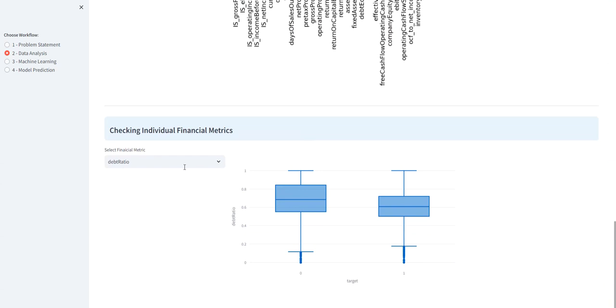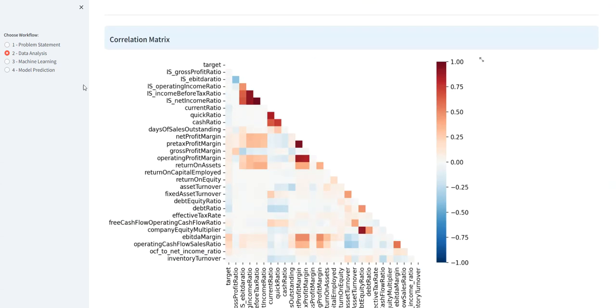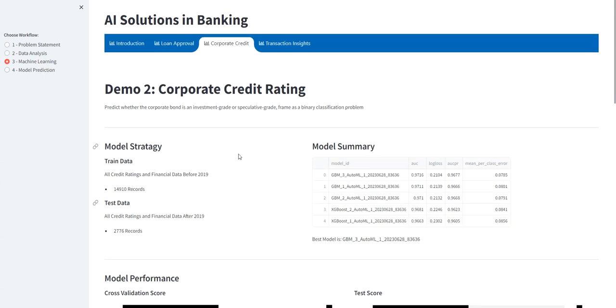You can also see the debt ratio. If you have a lower debt ratio, you are more likely to be an investment grade rating. Or take net profit margin: if you have a higher net profit margin, you are more likely to be an investment grade rating. So that makes financial sense, that makes common sense. So let's jump into the machine learning based on these data observations.